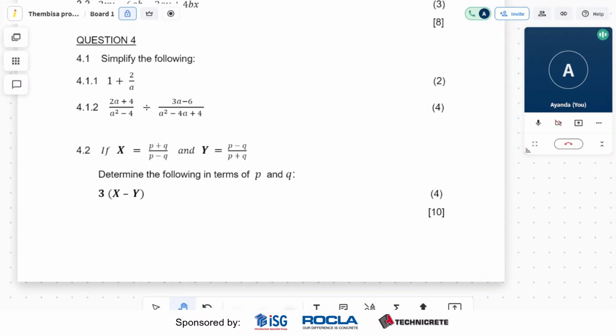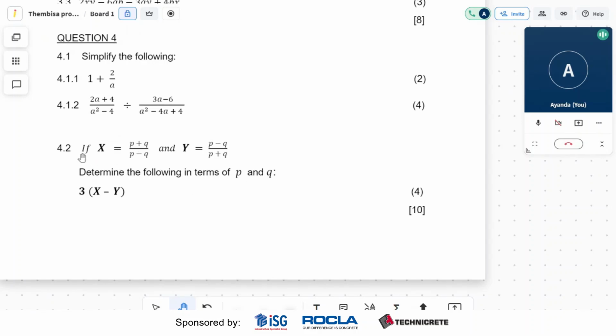Let's take a look at question 4, where we're asked to simplify the following expressions. 1 plus 2 over a, in 2.1.1. So 1 plus 2 over a is very simply just going to be a plus 2 over a.